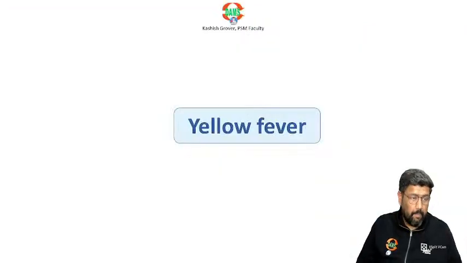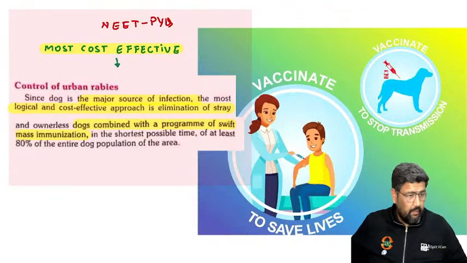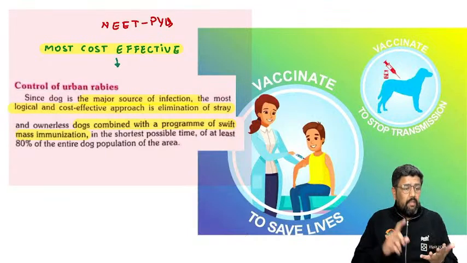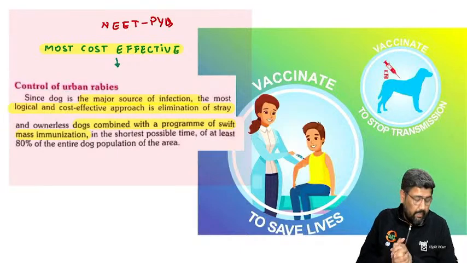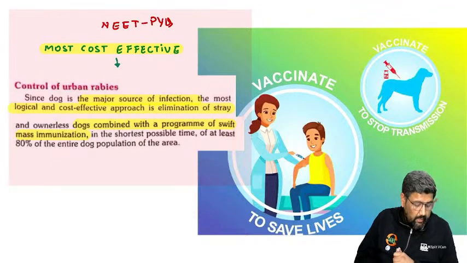Everyone? Done? So rabies, one zoonotic infection, very important. Every year, be it Neet PG, INICET, or FMGE exam, this is important. Right?